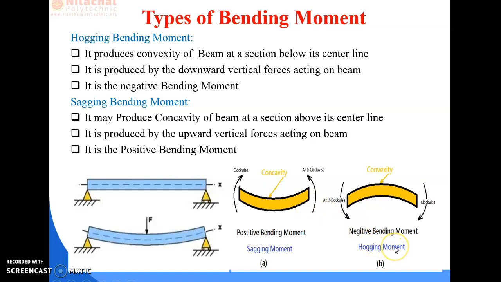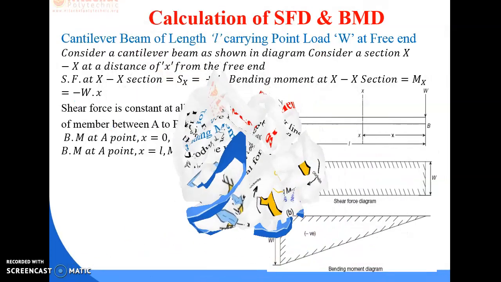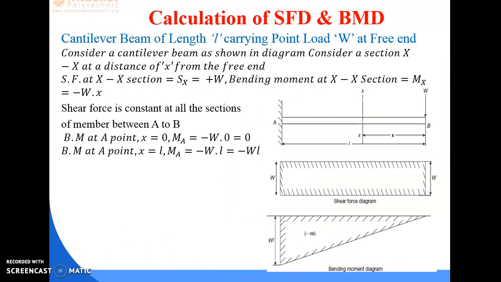In case of negative bending moment, downward forces are applied. Concavity is the shape of the bend of the beam in sagging bending moment. Convexity is the shape of the bend of the beam in negative bending moment. Let's go for calculation of shear force and bending moment diagram.